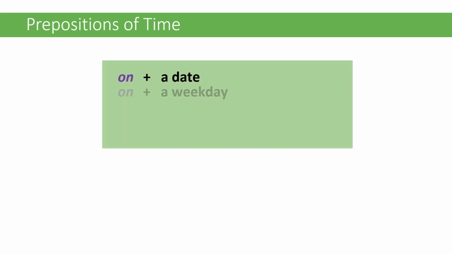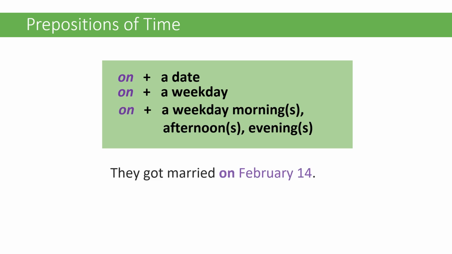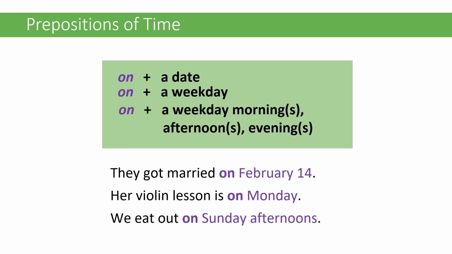With on, we use on with dates, days, and weekends, plus mornings, afternoons, and evenings. They got married on February 14th. Her violin lesson is on Monday. We eat out on Sunday afternoons.